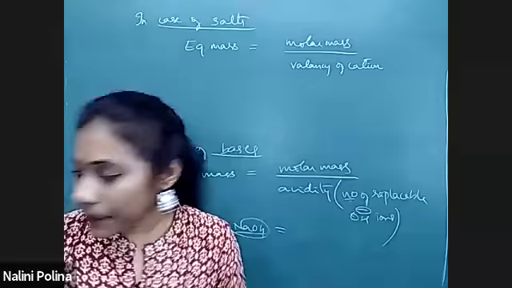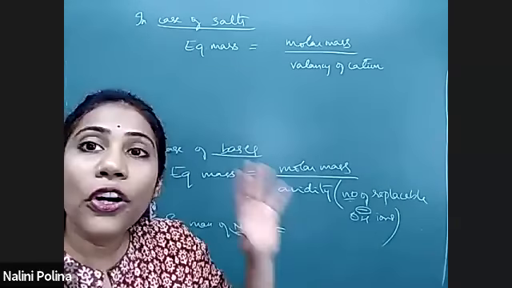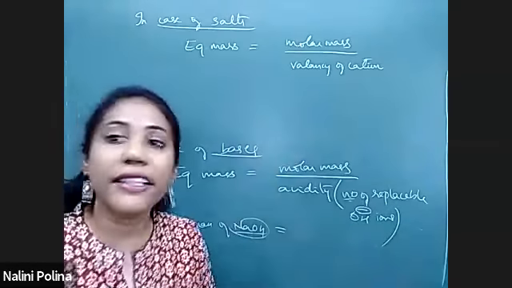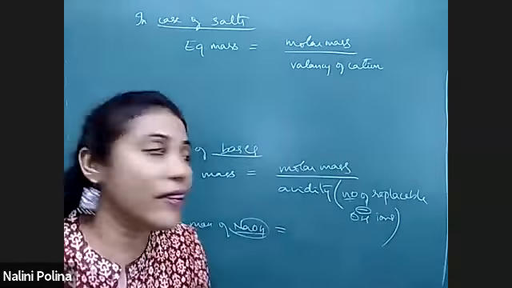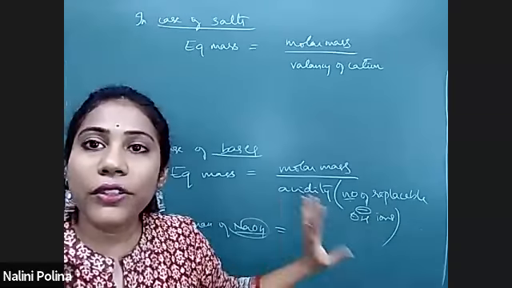Okay, salt means you will have cation and anion definitely, right? So here the cation's valency you have to consider in the denominator. Molar mass divided by valency of cation. Okay, so this is the formula.